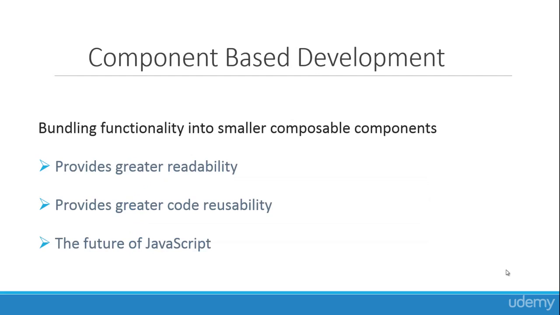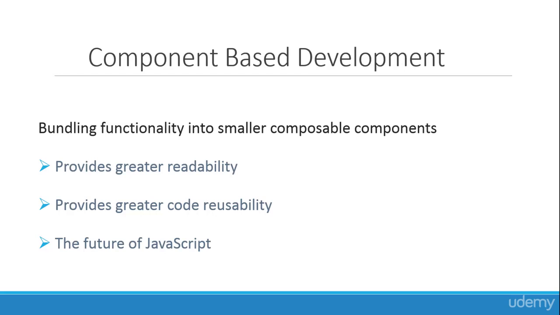One of the big selling points on React is that it's component-based development or component-based JavaScript. So if you've used other JavaScript libraries and frameworks like Angular or Knockout.js, then you've probably had some experience with component-based JavaScript. What this is, it's essentially bundling functionality into smaller composable parts or components. And this in turn provides greater readability and it makes it easy for multiple developers and teams to be working all in the same project because you can break things up.